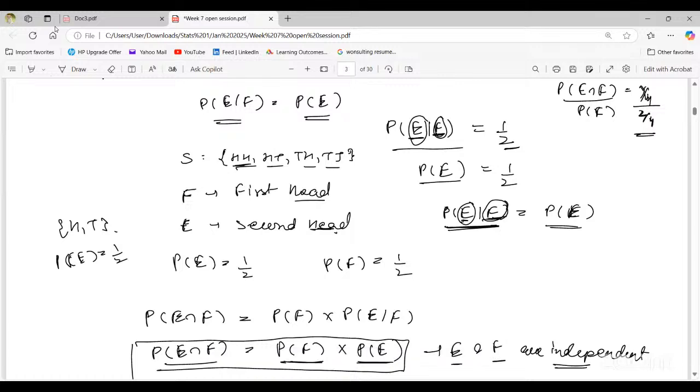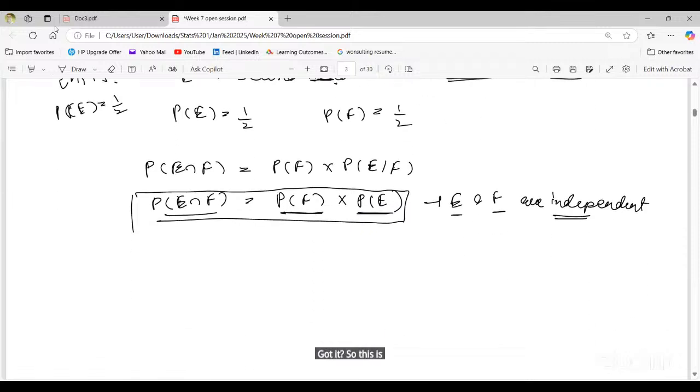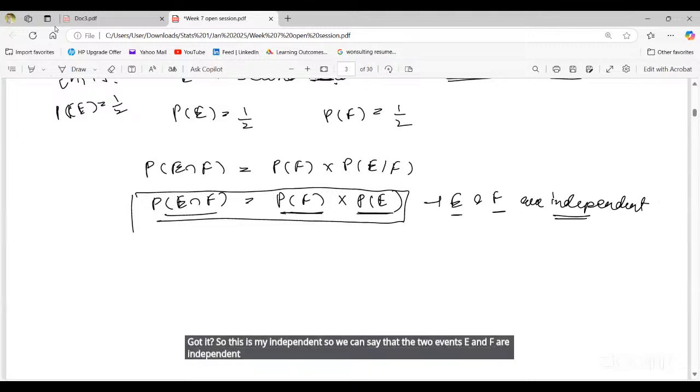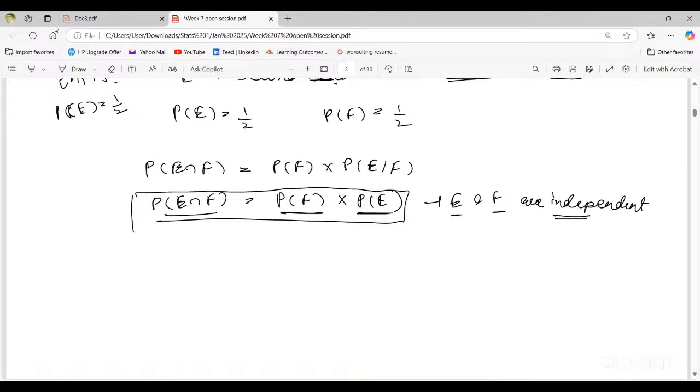Okay, ma'am. Got it? Yes, ma'am. So this is my independent. We can say that the two events E and F are independent when the probability of both occurring is equal to the multiplication of their individual probabilities. Got my point? Everyone? Yes, ma'am.